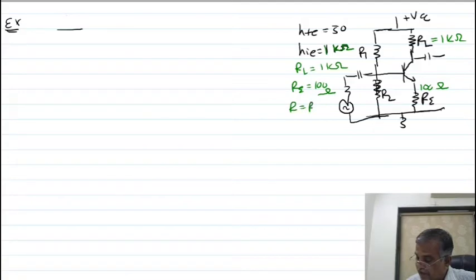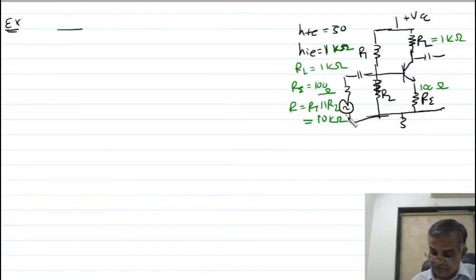R is nothing but the R1 parallel R2. They have given 10 kilo. So they have given HFE for this circuit. They have given HIE 1 kilo ohm, RL 1 kilo ohm, RE 100 ohms. The parallel combination of this that is called R is 10 kilo ohm. This is your numerical circuit, remember. This is the circuit diagram for this example.